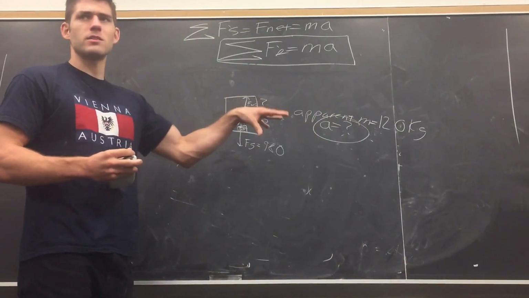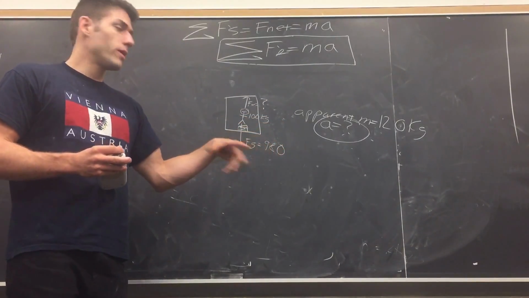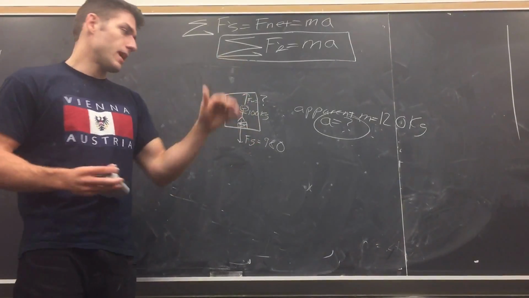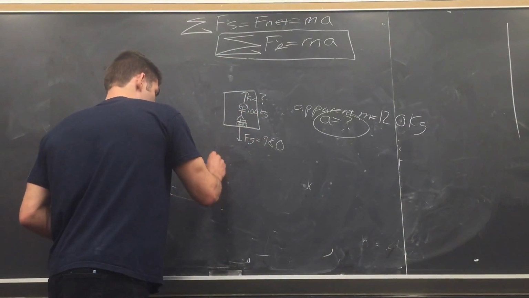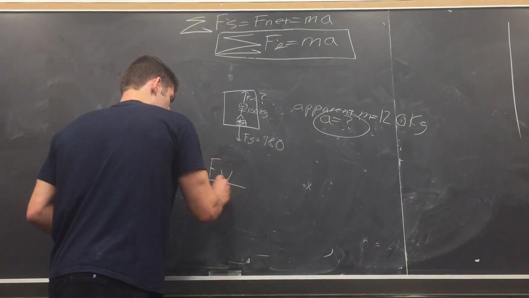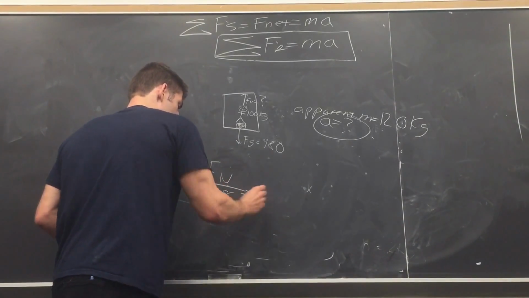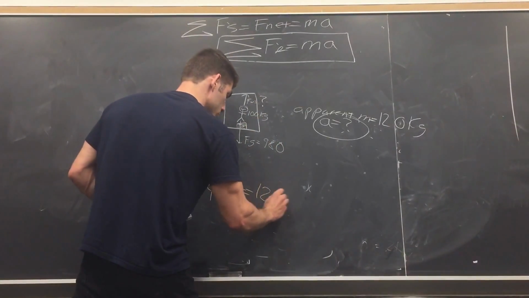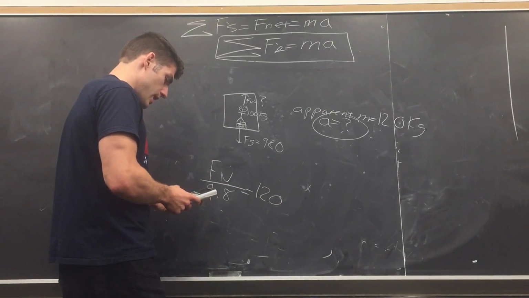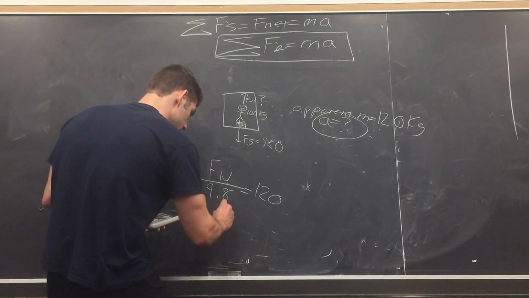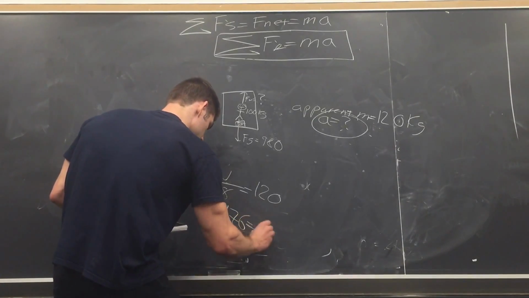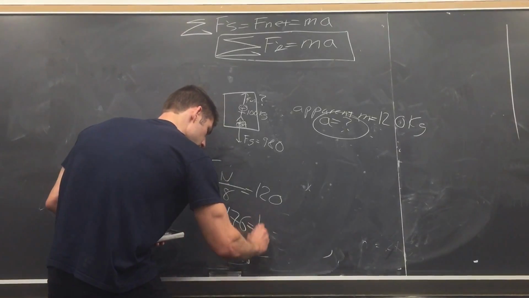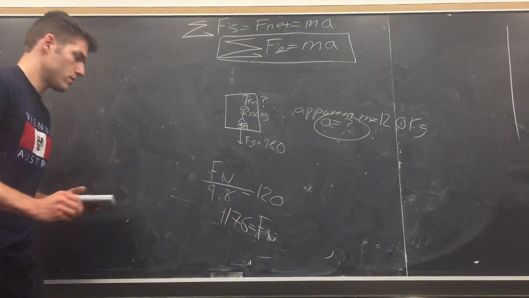Okay, well, apparent mass is 120 kilograms. We know that the scale basically takes whatever force it has to provide and divides by 9.8. So the force of the scale, which is the force normal, divided by 9.8, it's just an intrinsic mathematical property that the scale does, is equal to 120. So 120 times 9.8, which is 1176, is equal to, sorry, not the mass, the force normal.